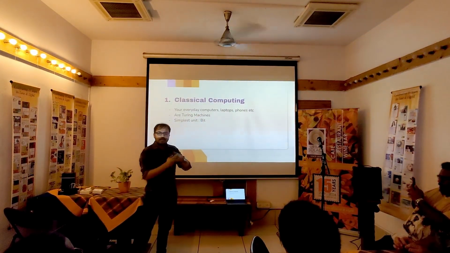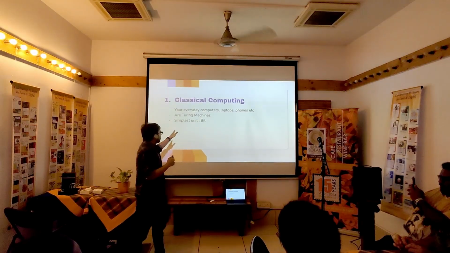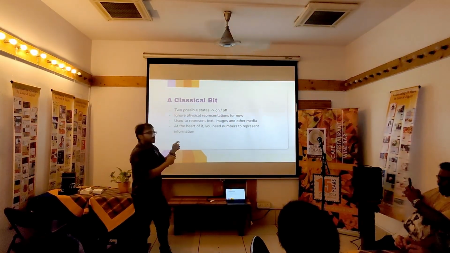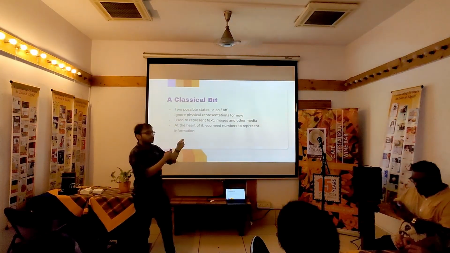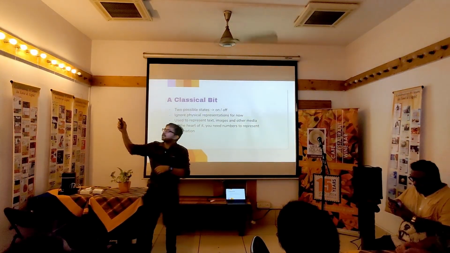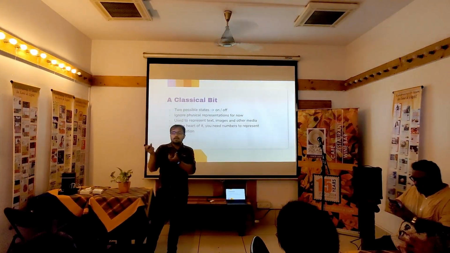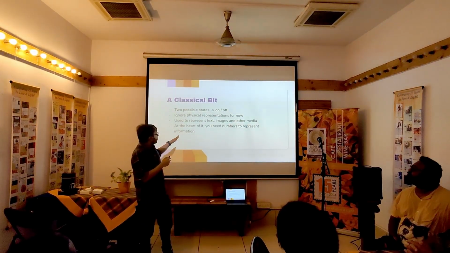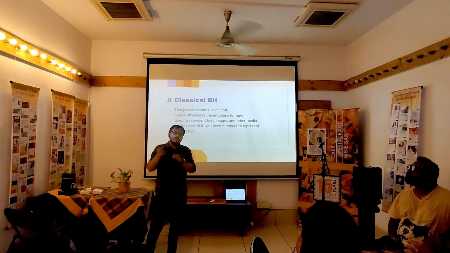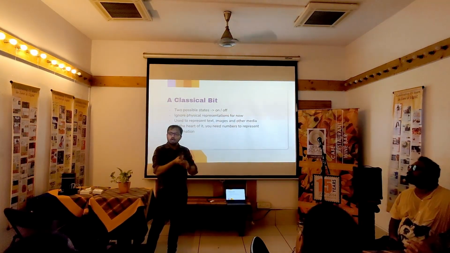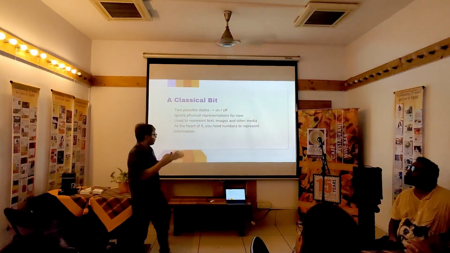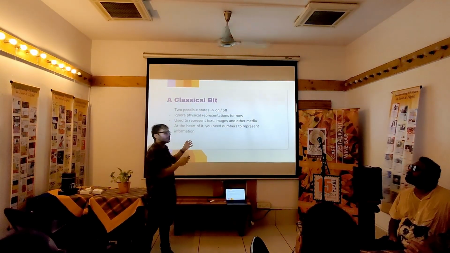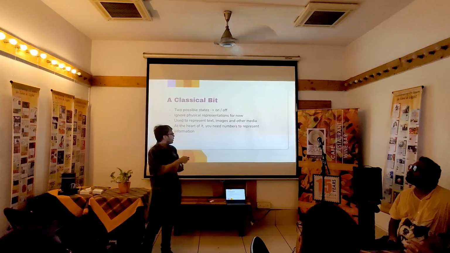You have your everyday computers, laptops, and mobile phones, and the simplest unit is a bit. A classical bit. So you have an on and an off. Think of it like a light bulb. You have zeros and ones, on and off. Using zeros and ones, you represent everything: text, images, songs, videos, basically everything. At the heart of it, you have numbers, and you represent everything on your system using numbers.